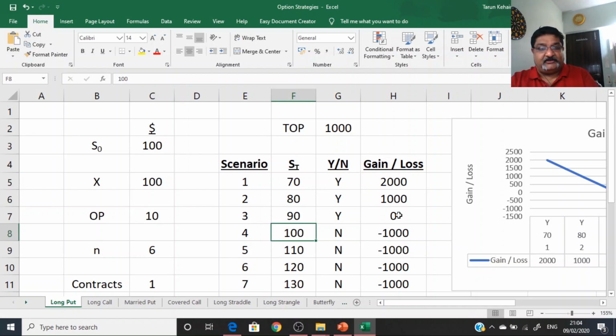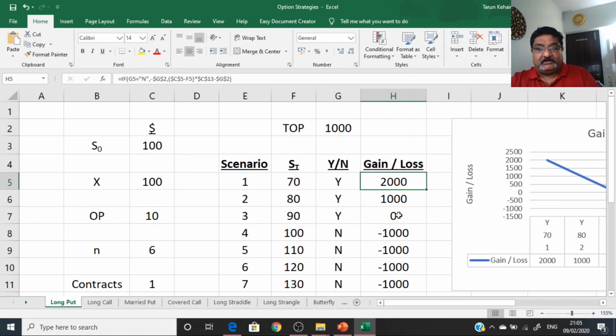100 is basically the point of indifference, and as the stock price exceeds 100, obviously the trader or the investor will not exercise the put option. Why should he sell a stock at 100 by exercising the put option when he is able to sell the stock in the open market or the spot market at a higher price? So in these scenarios, he will not exercise the put option.